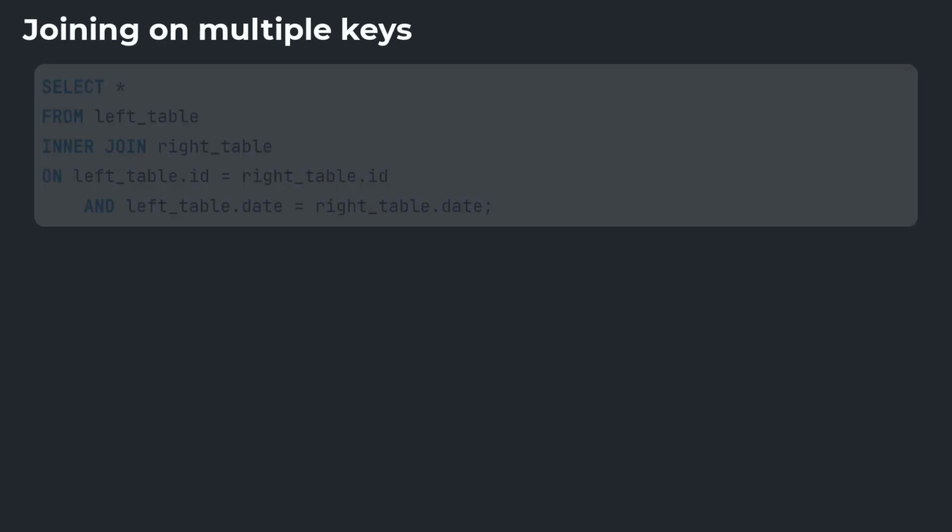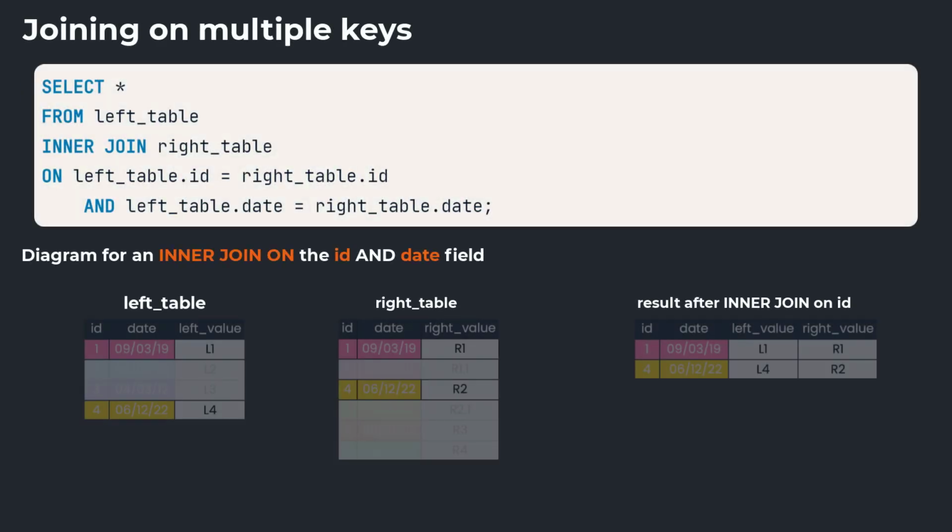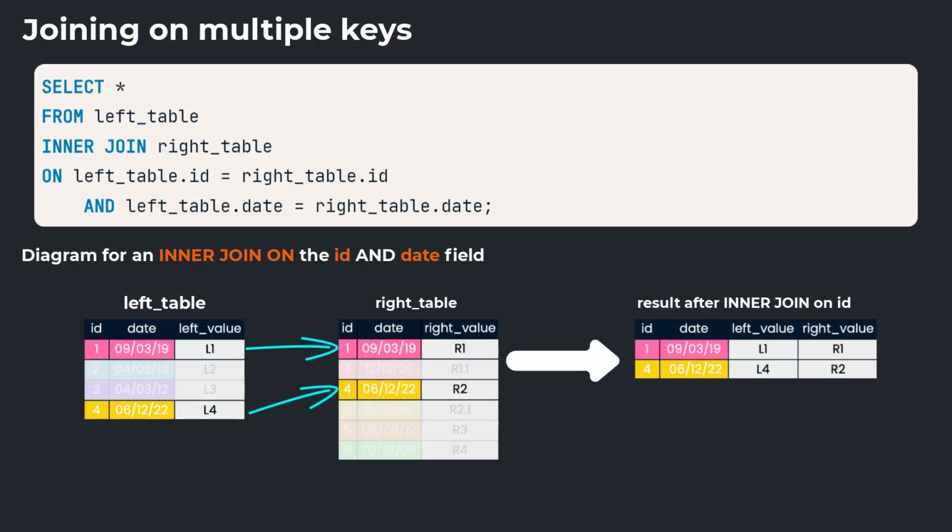We can limit the records returned by supplying an additional field to join on by adding the keyword AND to our ON clause. In this example, we join on date, a frequently used second column when joining on multiple fields. The result set now contains records that match on both ID and date.